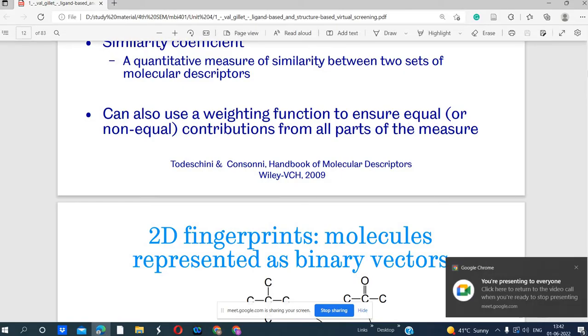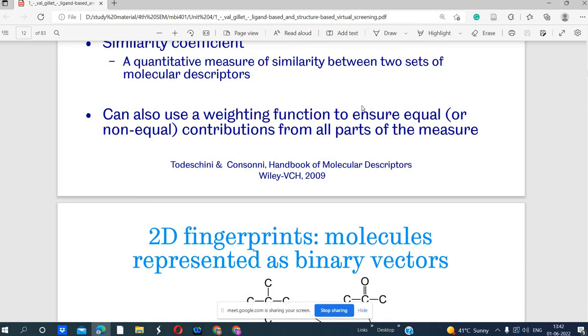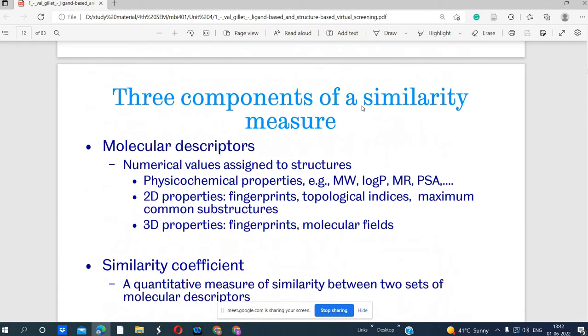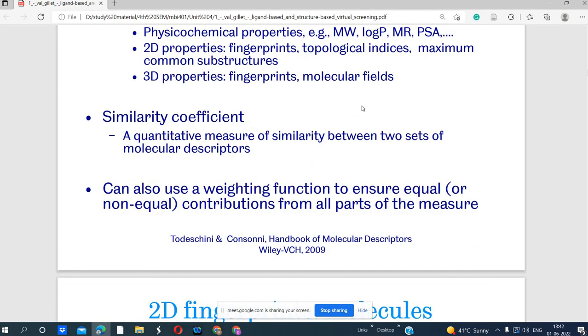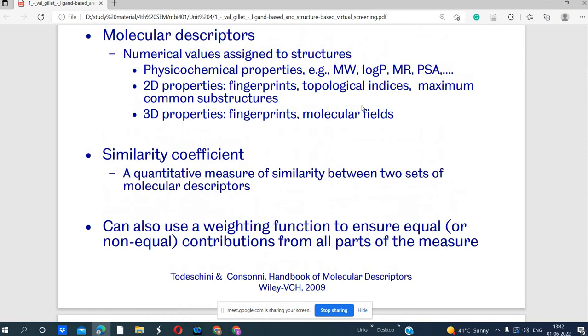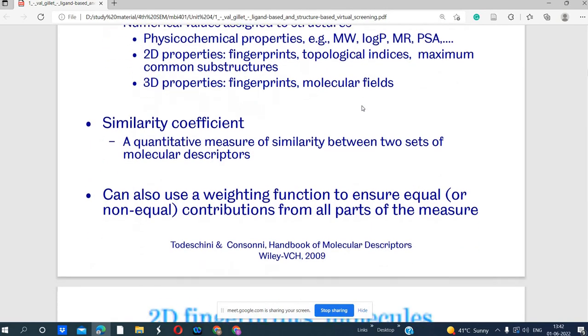So these are the three components that we can use in similarity searching. These are the three components of similarity measure. So these are important. Means the first one is molecular descriptors, the second one is similarity coefficient, and the third one is weighting function. These are three important components of similarity measure.